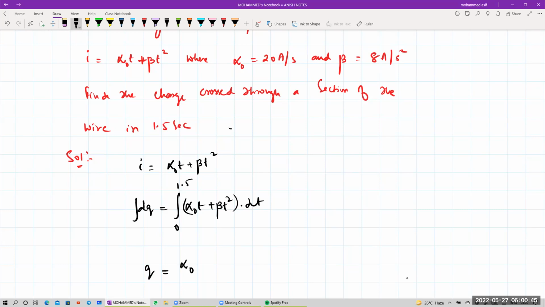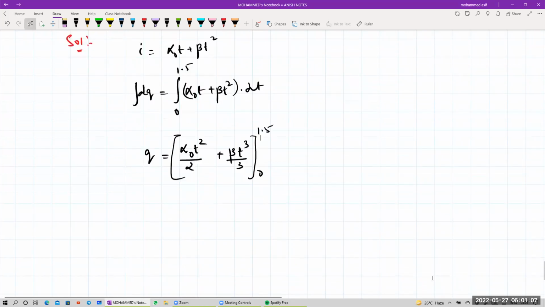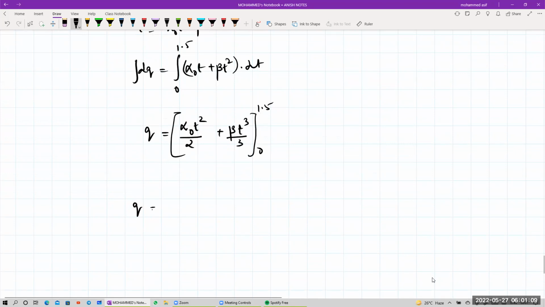Alpha naught is constant. Integral of t dt is how much? t square divided by 2. Plus beta, integral of t square dt is t cube divided by 3. What are the limits I can take right now? Limits are 0 to 1.5. Now can you do the calculation? Everything is given in the problem. So charge q is equal to alpha naught divided by 2 into upper limit minus lower limit, 1.5 whole square.